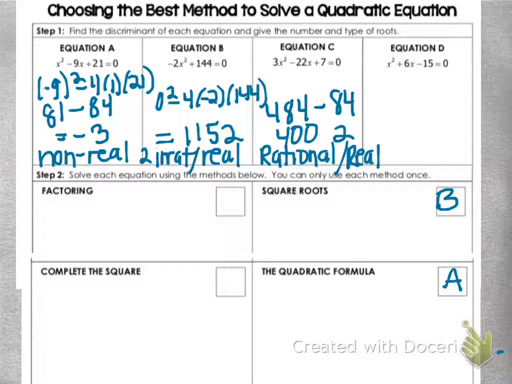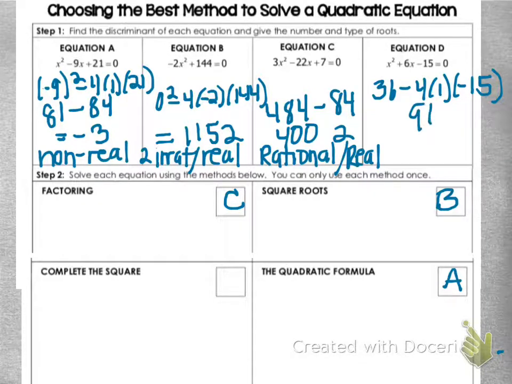Then we could use the factoring method. We should be able to factor that. And finally, equation D. So equation D, that's the b squared, so that's 36 minus 4 times 1 times negative 15. That makes 96. So 96 is another one that's going to give you 2 real, but irrational ones, because that's not a perfect square. So I know I'm going to have some kind of square root in my final answer.